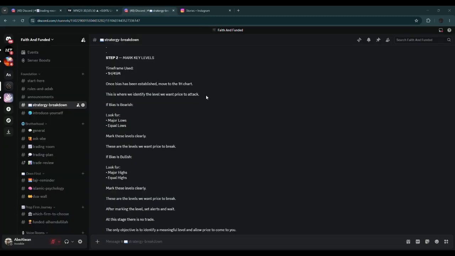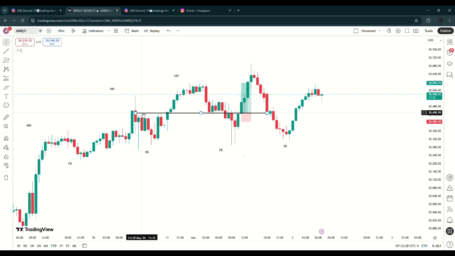So now that we have our bias, which is buys, we move on to step two, which is to mark key levels. We do this on the 1 hour or the 45-minute time frame, whichever one is clear to you. Since our bias is buys, we will want to look for major highs or equal highs. All we want to do in this step is simply mark it. So we set an alert wherever we see the consolidation.